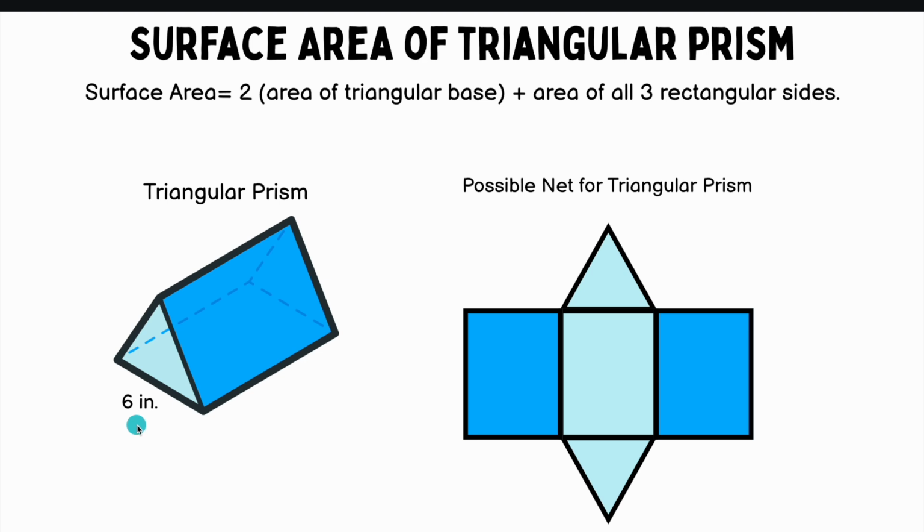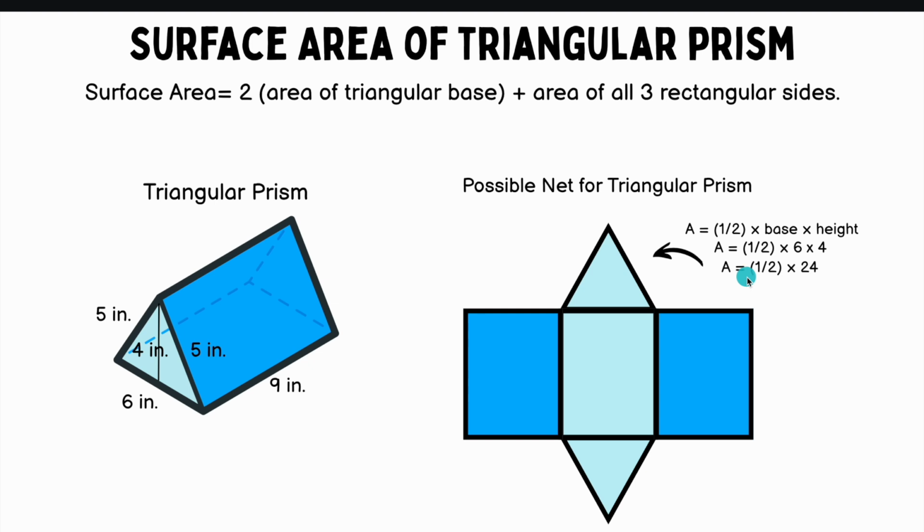The base of the triangle is 6 inches. The sides are 5 inches and 5 inches, and the height is 4 inches. And here we have the length of 9 inches. Remember, the formula for area of a triangle is half times the base times the height. We have a base of 6 inches and a height of 4 inches. Half times 6 times 4. We know that 6 times 4 is 24. Half times 24 makes 12 inches squared.